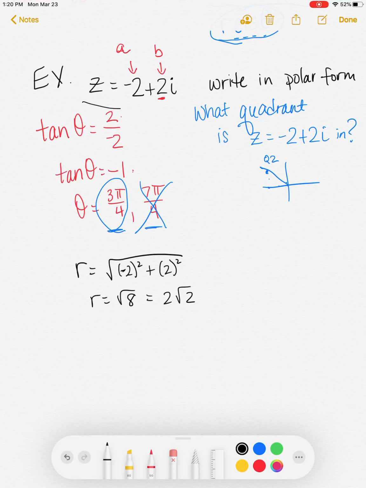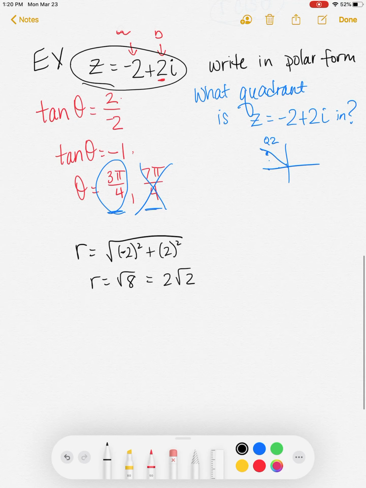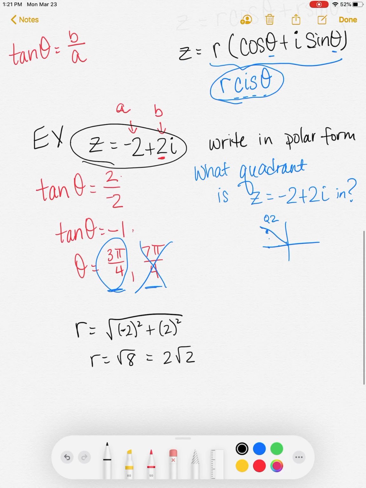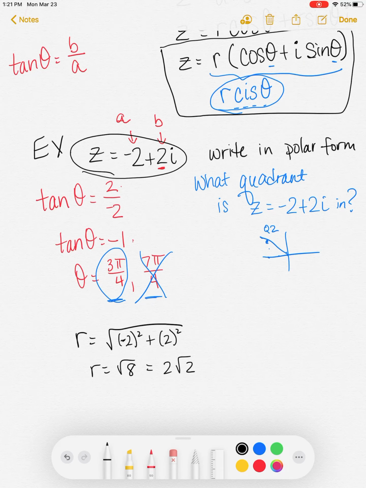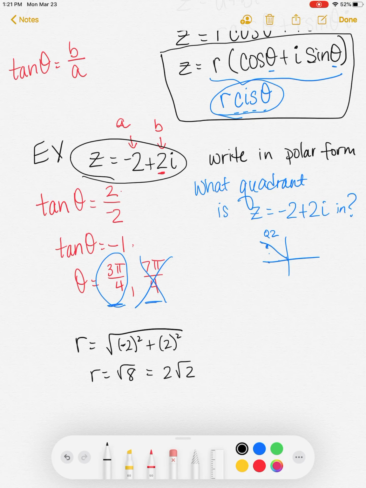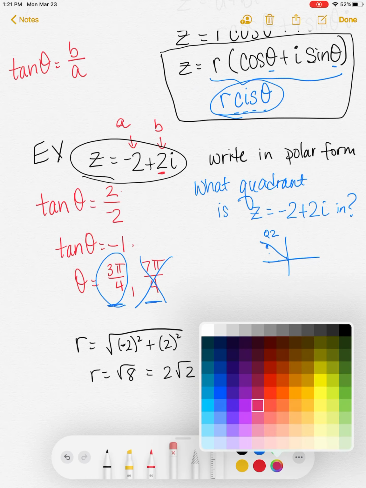So if I want to write this guy right here in polar form, that complex number. I want to convert it to polar form. Remember, this is what I'm looking at up here. This is what I would write on the back of my unit circle. I would say z will be equal to, you know what, I really want to change that color so it stands out.